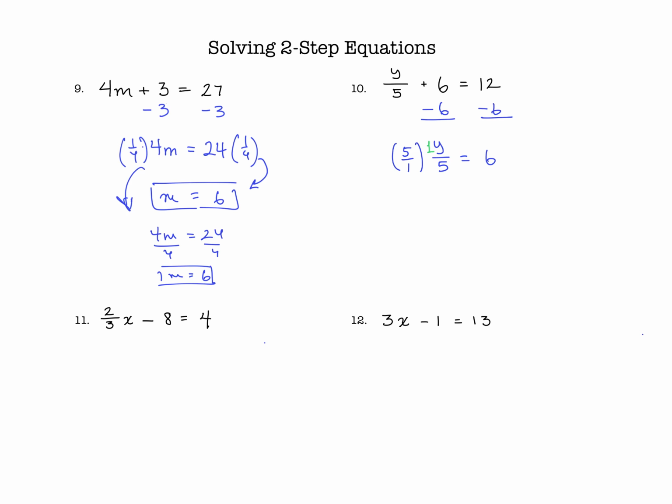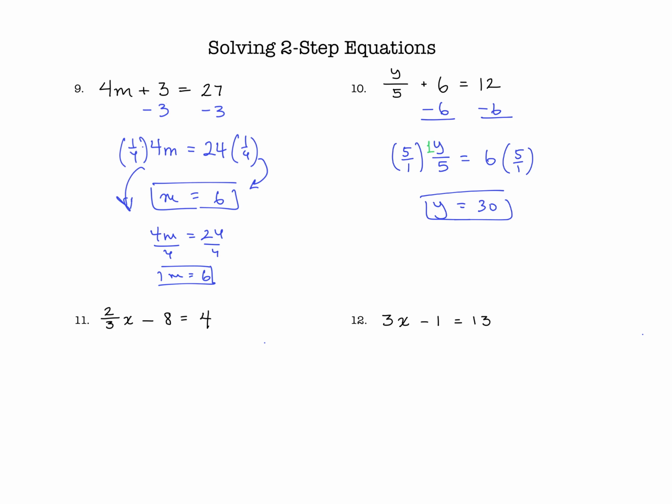So when I go to the other side, multiply by 5 over 1, or you could have just written 5, because 5 over 1 is just 5. So here we go. The whole left side just becomes y, because multiplying by reciprocals is 1. So that's 1y. So 6 times 5 over 1 is 30, and then I am done. That's it. Okay, that's the answer.